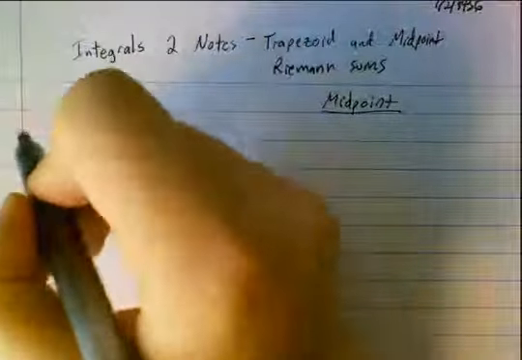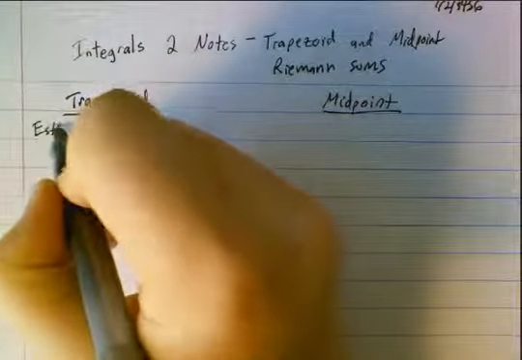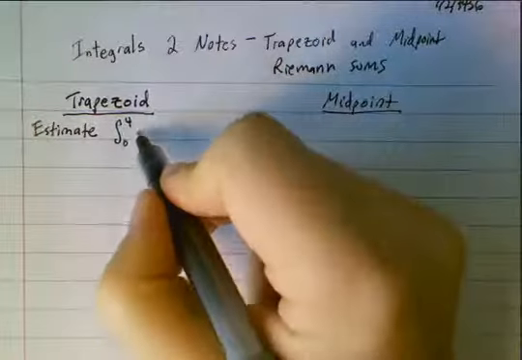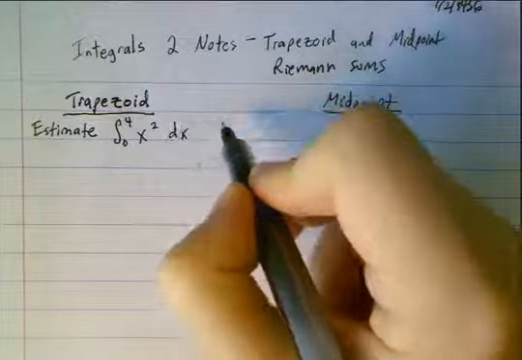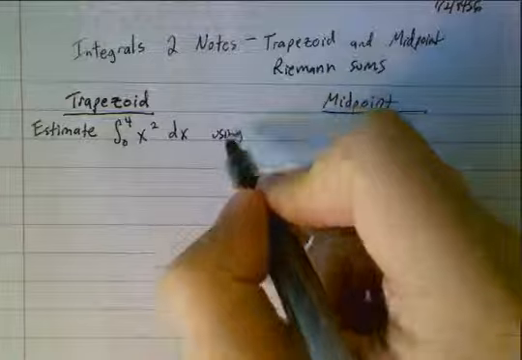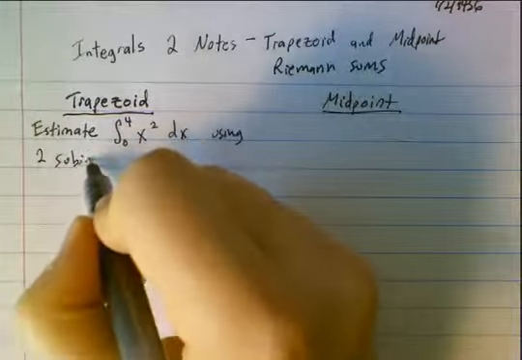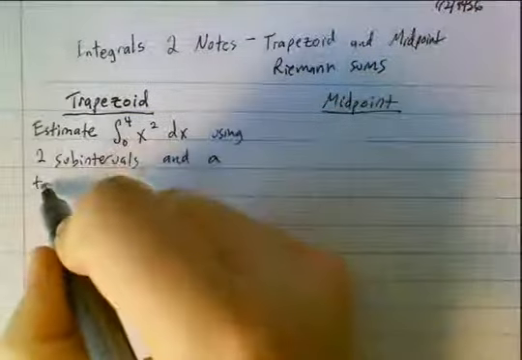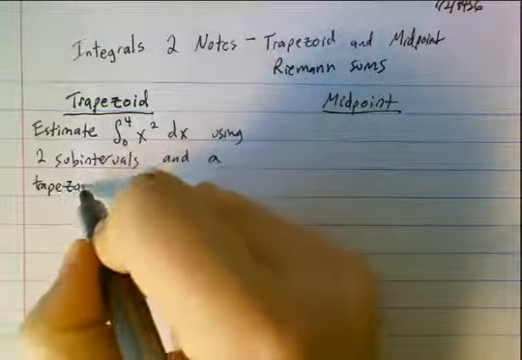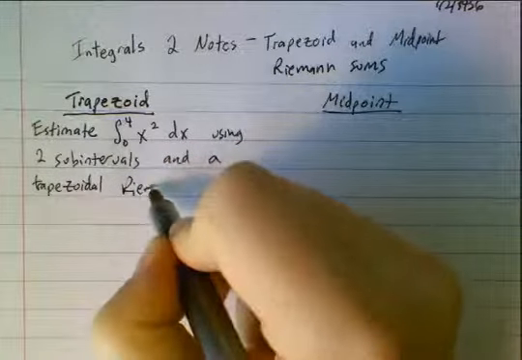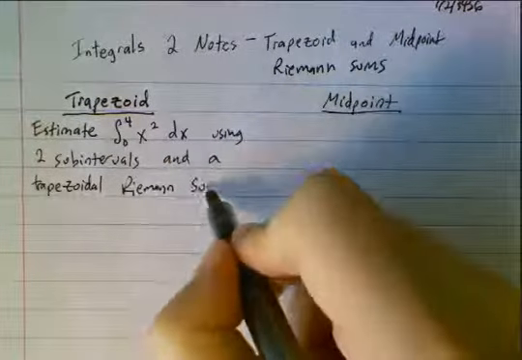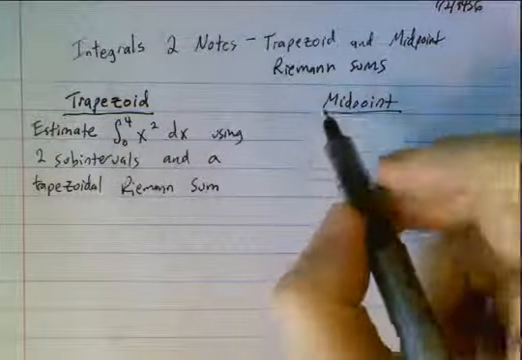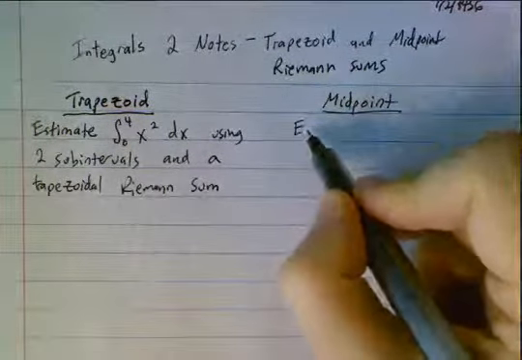So with the trapezoidal sum, you'll see something that looks like this. Estimate the integral from 0 to 4 of x squared dx using two subintervals and a trapezoidal Riemann sum. Trapezoidal is by far the most commonly used one, but midpoint we'll also see something like this.